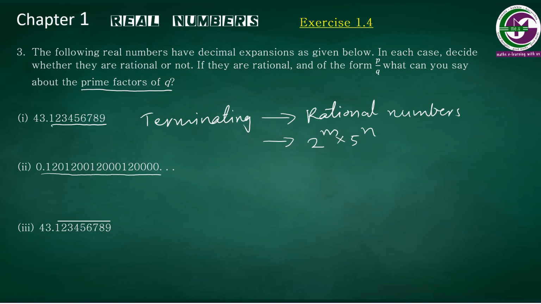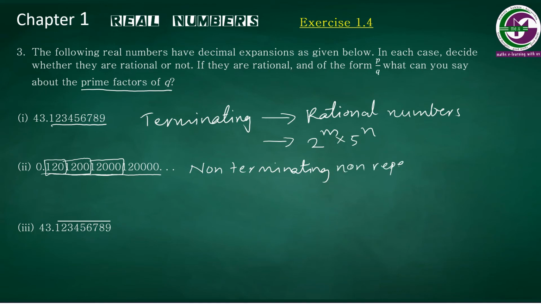0.1201200120000120000... So each time the 0s are increasing, and the dots mean it is non-terminating. And is any number repeating? Actually, there are digits repeating, right? 1 is repeating, 12 is repeating, but the pattern is not a block. A block is not repeated because the first block is 120, and the second block is 1200, and then it is 12000, right? So the blocks are not the same, they are different. So it is not repeating.